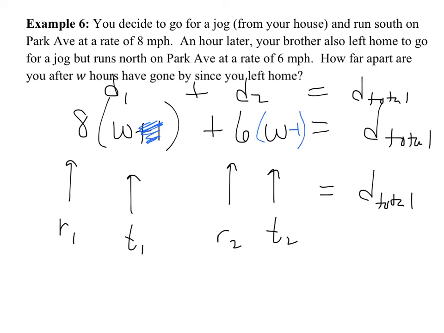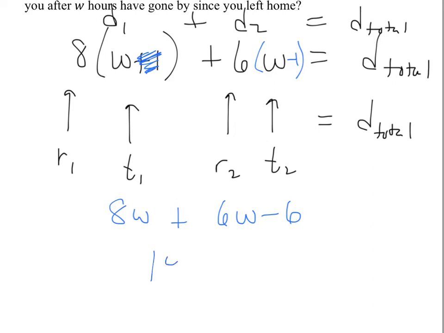So it's important to understand who the person is that's traveling for W hours. You, meaning you yourself, that's running at 8 miles an hour, is traveling for W hours. So that cannot be W plus 1. That has to be W. So this person, your brother, is one less than you. So you write W minus 1. Okay? Now, it looks like this. 8W plus 6W minus 6, right? Distribute. Make sure you distribute, please. Which as a result is 14W minus 6. It's the algebraic representation of how far apart you are after W hours.